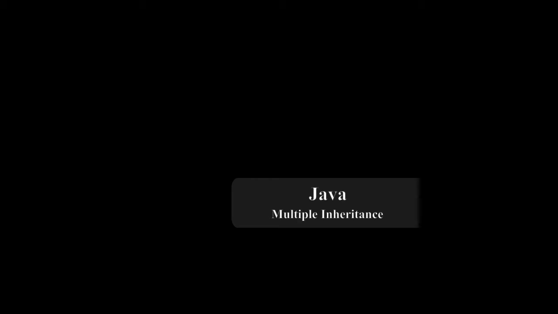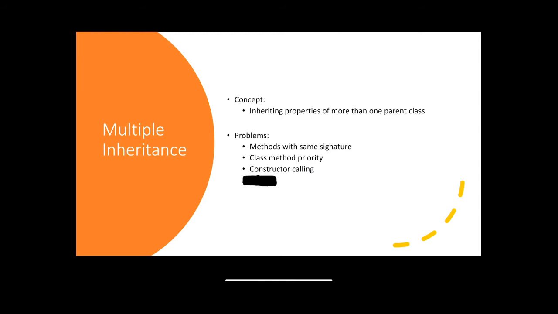Hello everyone. Today we are going to understand multiple inheritance. So the basic concept behind multiple inheritance is inheriting the properties of more than one parent class.